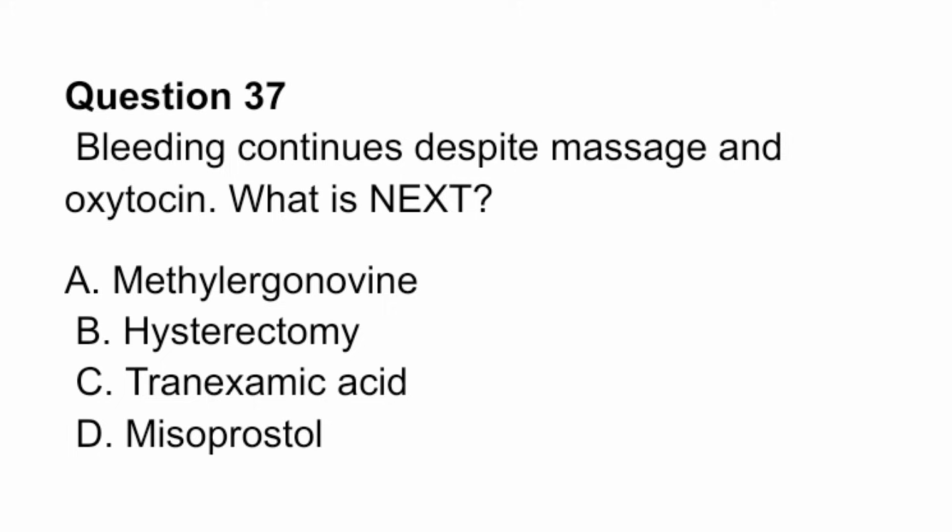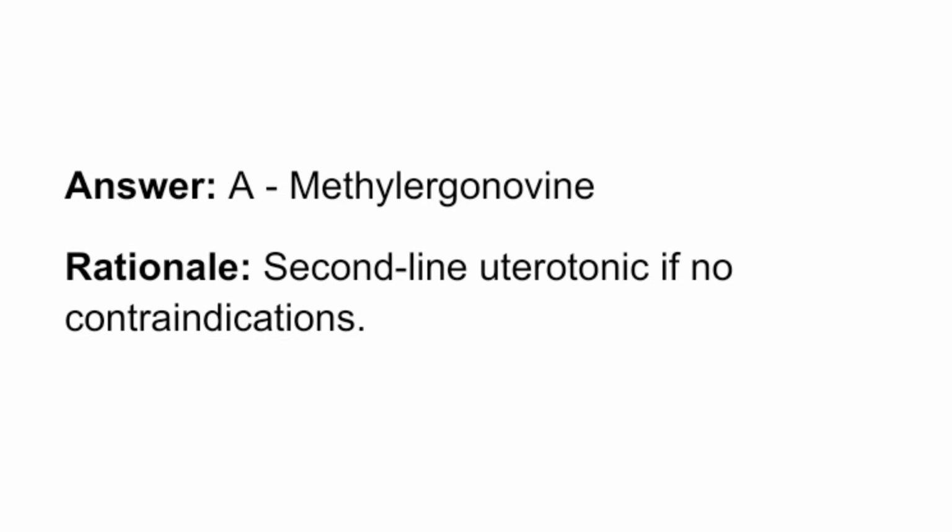Question 37. Bleeding continues despite massage and oxytocin. What is next? A. Methylergonovine. B. Hysterectomy. C. Tranexamic acid. D. Misoprostol. Answer is A. Methylergonovine. Rationale: second-line uterotonic if no contraindications.